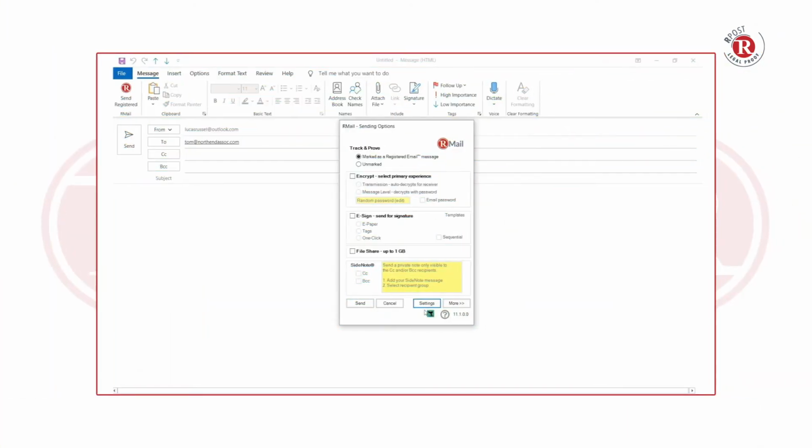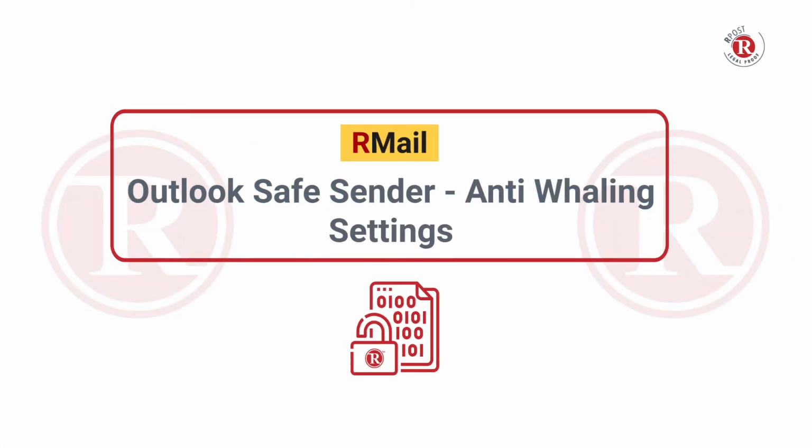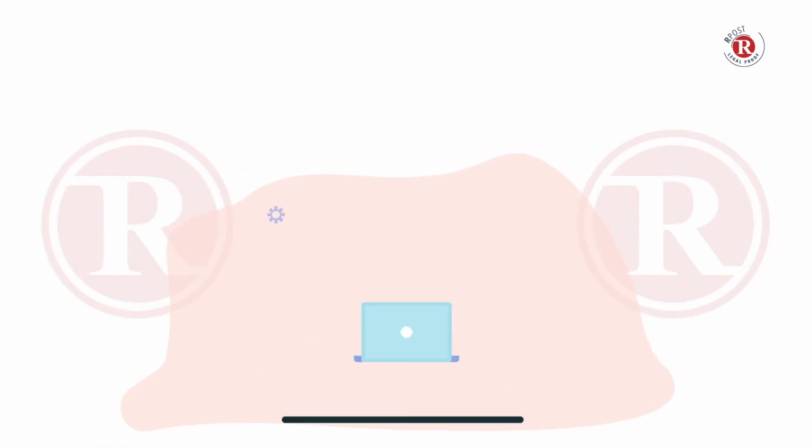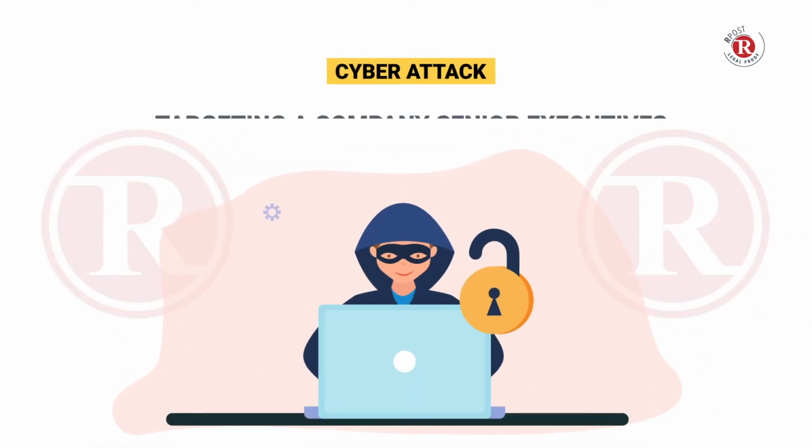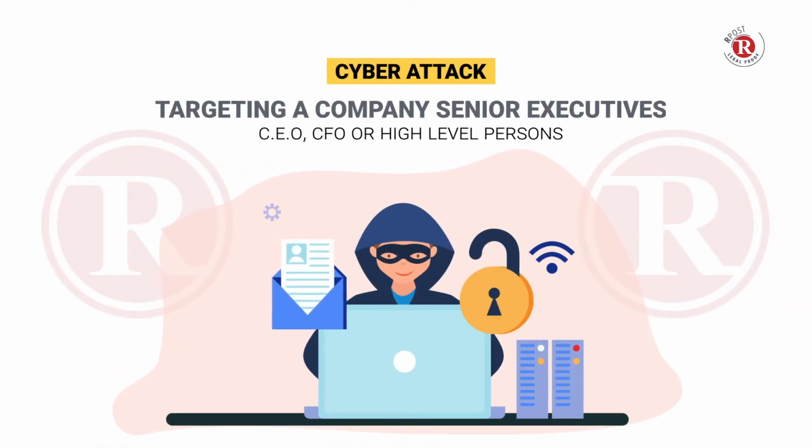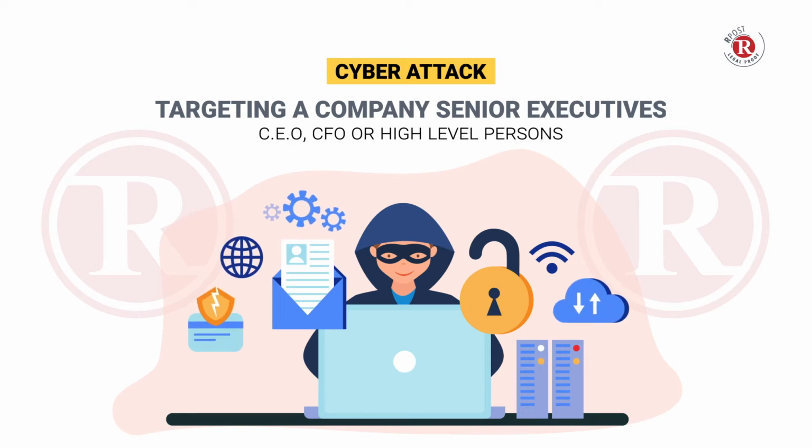The RMail app for Microsoft Outlook allows you to send emails using the track and prove, encrypt, e-sign, file share, and other features. This video will review the RMail Safe Sender, also known as Anti-Whaling setting in the RMail app for Microsoft Outlook. Whaling is a type of cyber attack targeting a company's senior executives, typically the CEO, CFO, or high-level persons, by using high-pressure tactics to divulge sensitive information or steal money by wire.